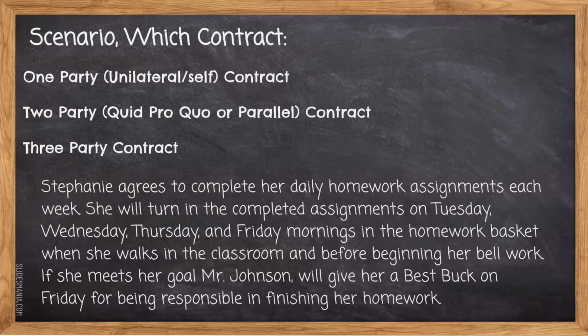So let's try this one. Stephanie agrees to complete her daily homework assignments each week. She will turn in the completed assignments on Tuesday, Wednesday, Thursday, and Friday mornings in the homework basket when she walks in the classroom and before beginning her bell work. If she meets her goal, Mr. Johnson will give her a best buck on Friday for being responsible and finishing her homework. So which type of contract? Is it one party, two party, or three party? One party. Right. Thank you.